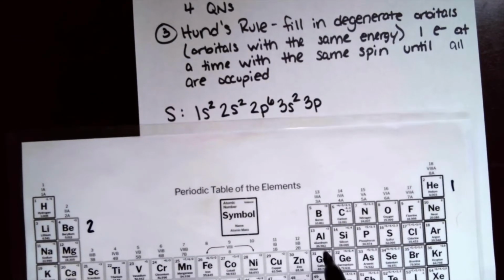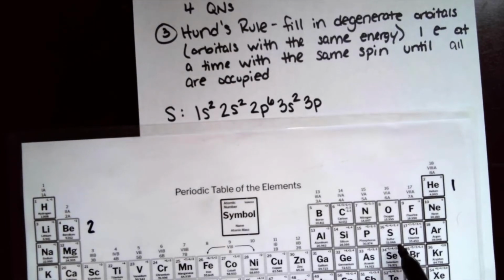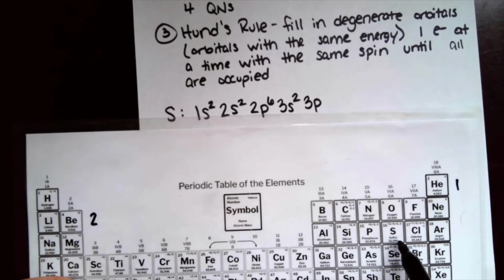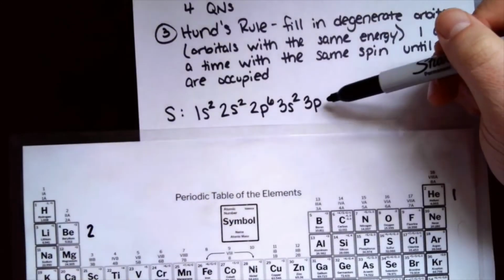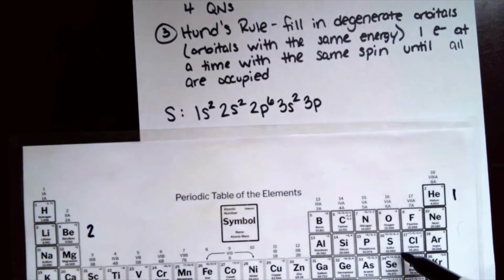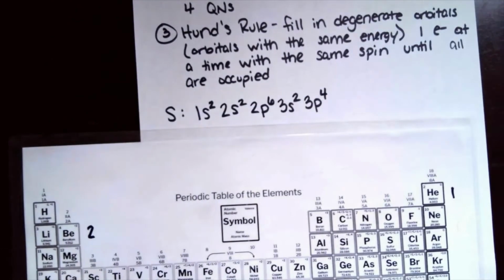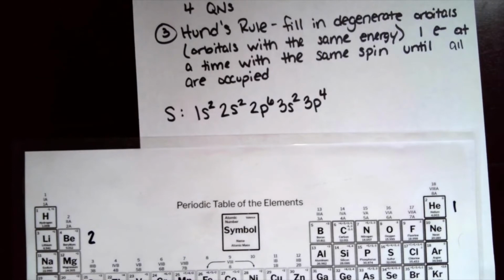In this case, sulfur. So 1, 2, 3, 4. So the p block, as I've mentioned before, can have up to 6 electrons. But in the 3p subshell, we only need 4 electrons in order to get to sulfur. So it's 3p4. And that's it. That is our electron configuration for sulfur.